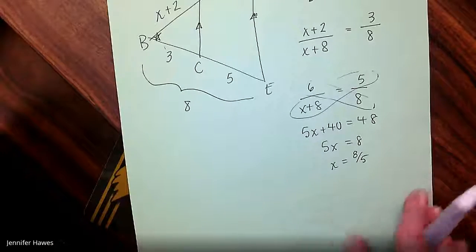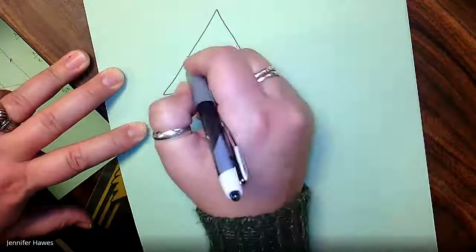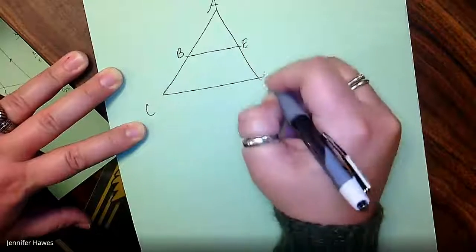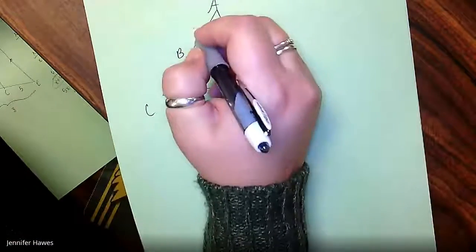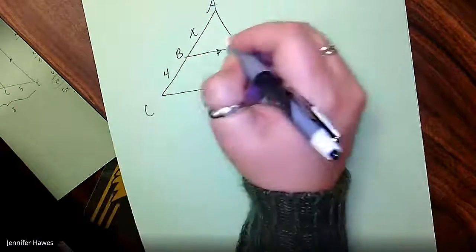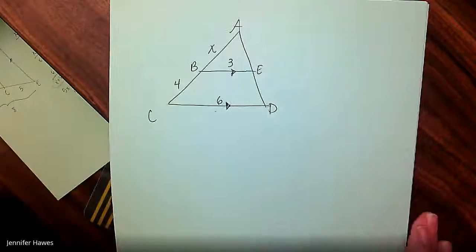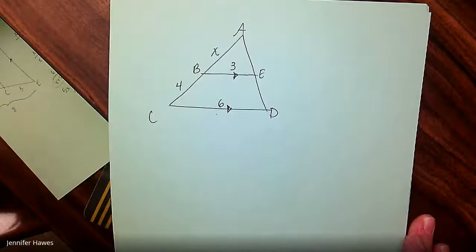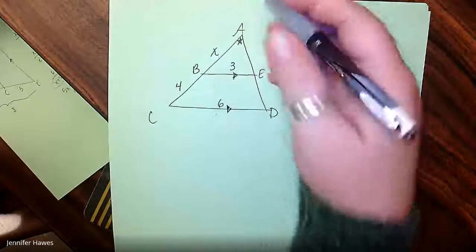Okay, so another one. So if I give you this one, I got A, B, C, E, D. But remember, these lines have to be parallel. If they're not parallel, this doesn't work. So if you have X and you have 4, and you have 3 and you have 6. Okay, now if on this one I want you to find X, okay, that's fine. Here's the problem here. Remember, this is the angle that they share if you want to star that.